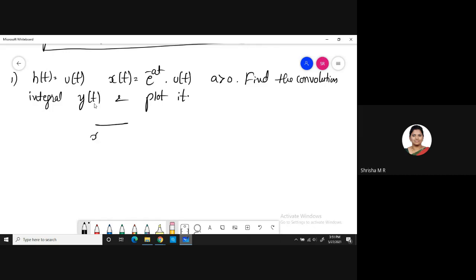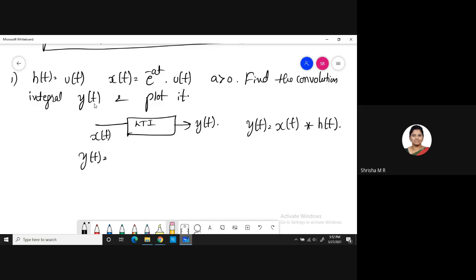So we have to find the convolution integral, that is y of t. We are giving x of t to the LTI system and we are getting the output y of t. So y of t is nothing but x of t convolved with the impulse response. Input convolved with impulse response will give the convolution integral. So take down the equation for the convolution integral: integral from minus infinity to infinity of x of tau into h of t minus tau d tau.